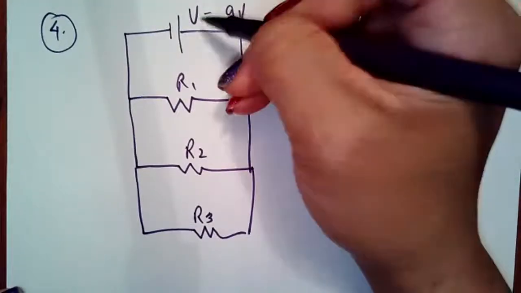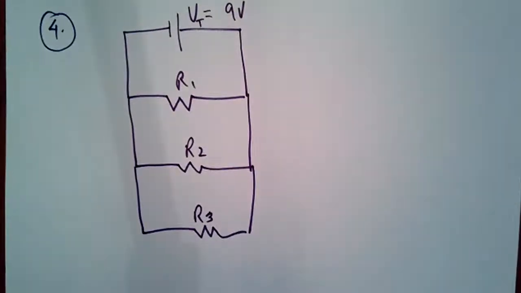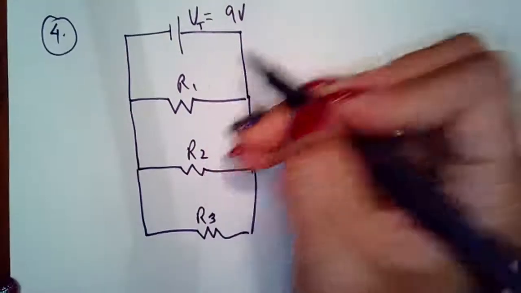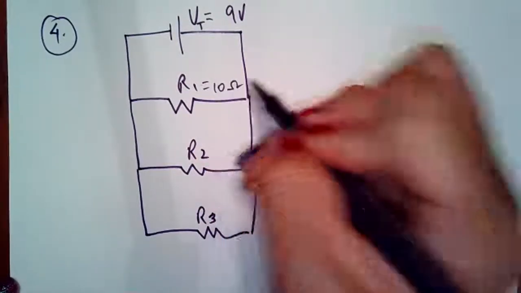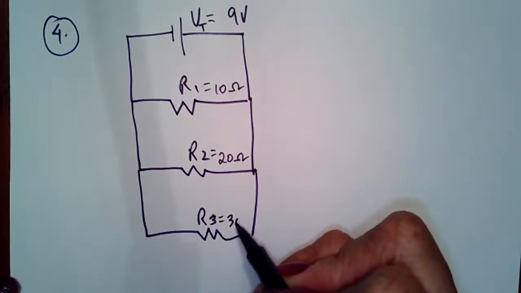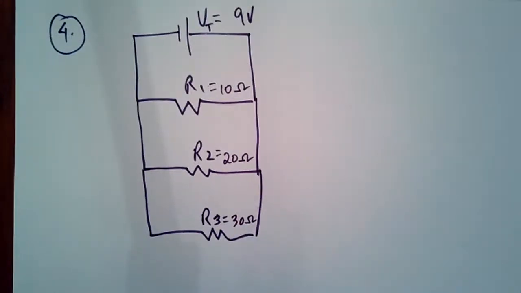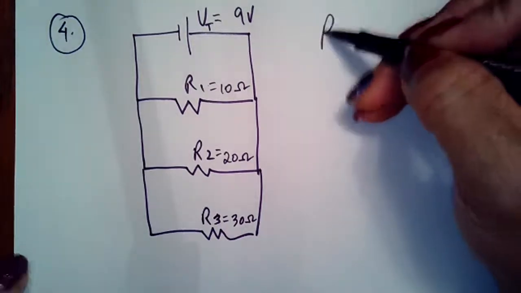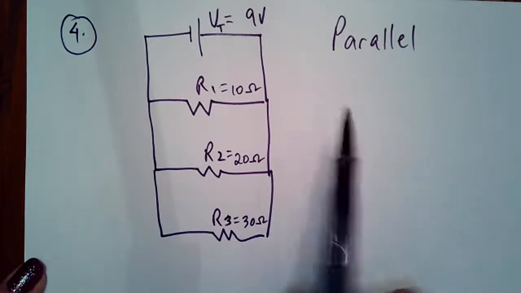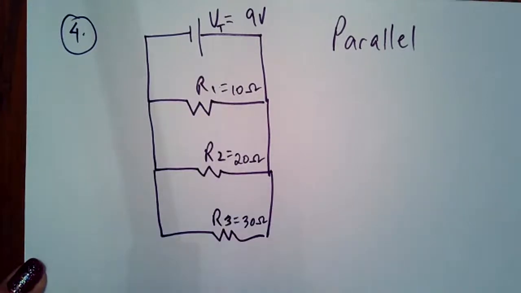Let's again give this circuit 9 volts. This time, this is going to be different. So R1 is 10 ohms, R2 is now 20 ohms, and R3 is now 30 ohms. So what do we have that is the same in a parallel circuit? What is the same as the individual ones and the total?